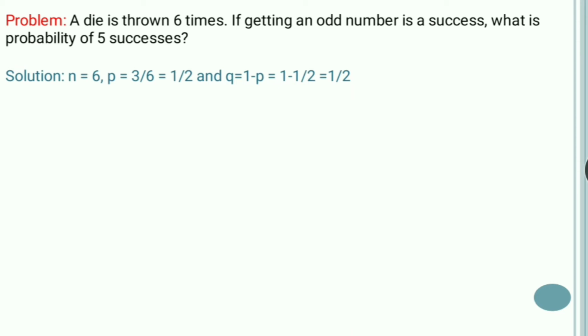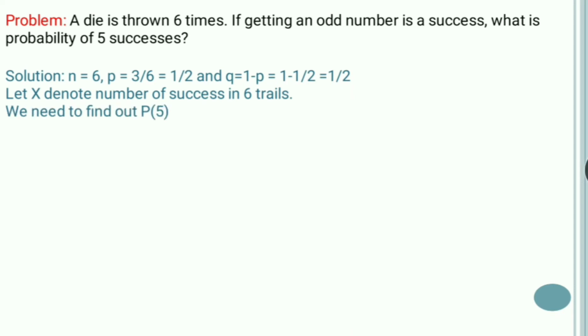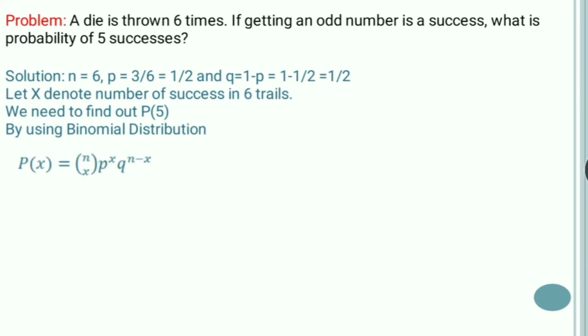We have to find out the probability of 5 successes, which means we have to find out P5. If X denotes the number of successes in 6 trials, we have to find out P5. So by using binomial distribution, what is P of X? P of X is equal to NCX, P raised to power X, Q raised to power N minus X. So P5 will be equal to NC5. Instead of X, put 5 here. So NC5, P raised to power 5, Q raised to power N minus 5.